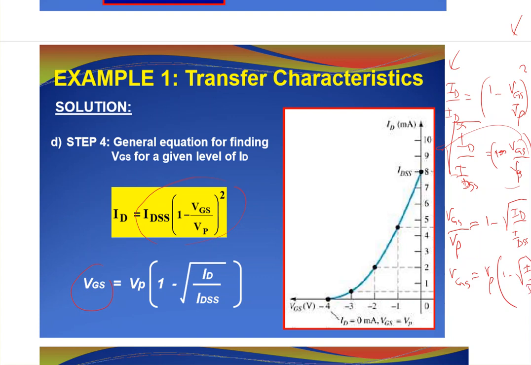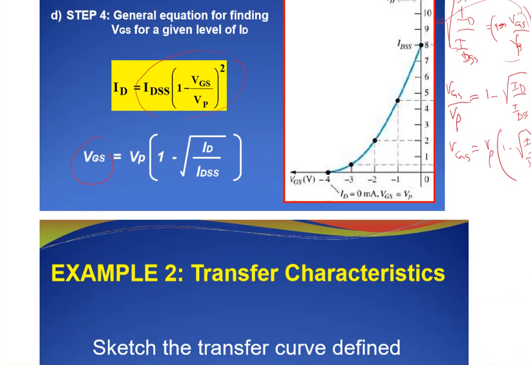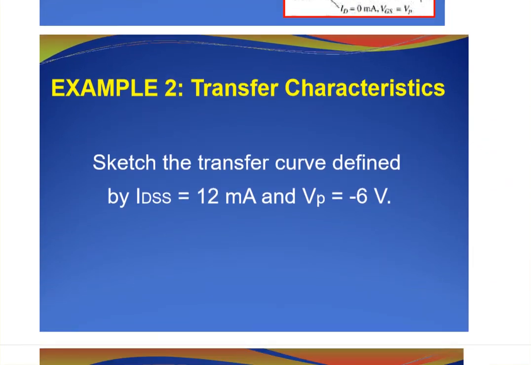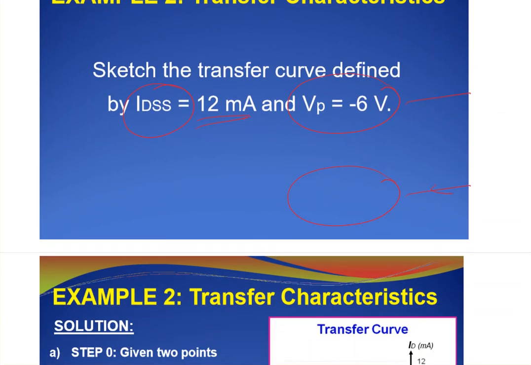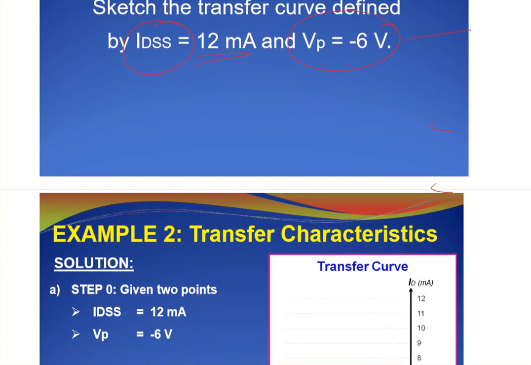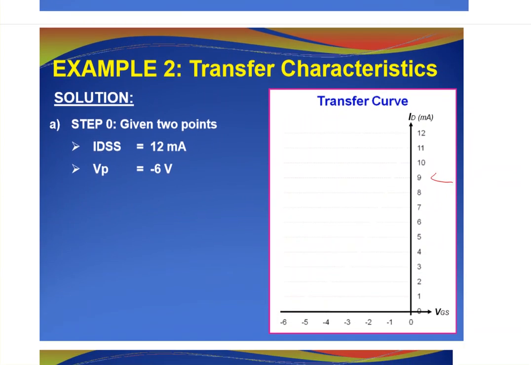So it's easy. All you need to do is try different values of ID and see what the corresponding value of VGS will be. This is an example. If I have this information given to us, IDSS equal to 12 milliampere and VP equal to -6 volts, sketch the transfer curve for this case. Again, it's so simple. These are the information that we have.